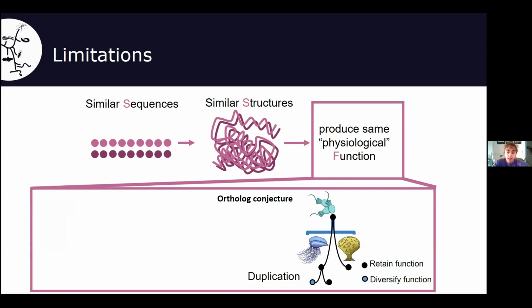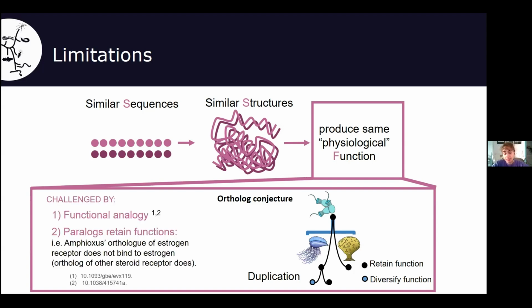And finally, as I briefly said before, we are assuming that sequences that are homologous, that have the same evolutionary origin, have the same function. And that relates to the ortholog conjecture, which says that genes that are the same gene from different species retain the function, but when these genes duplicate in the same species and there are now two paralogs, both of them diversify. So they say that orthologs have more similar function than paralogs. But this can be challenged in some examples and functional analogy.